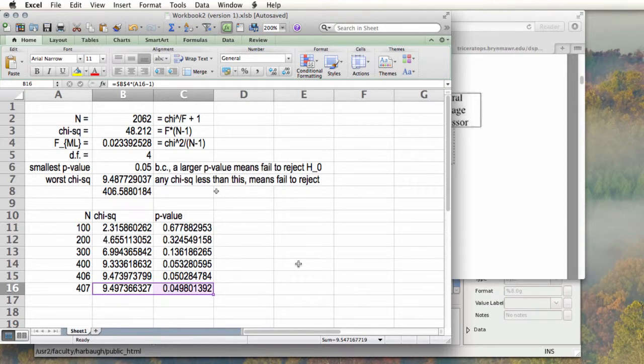Now, this is important because this is an overly sensitive test. Chi-square is too powerful at detecting difference. It's too powerful at detecting difference. And 2,000 is a large number.